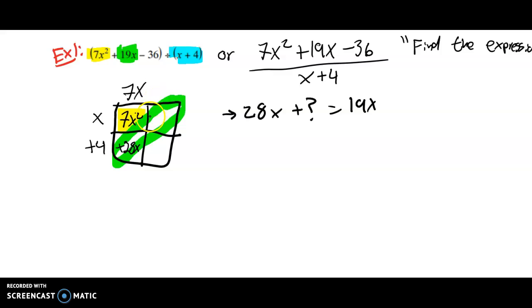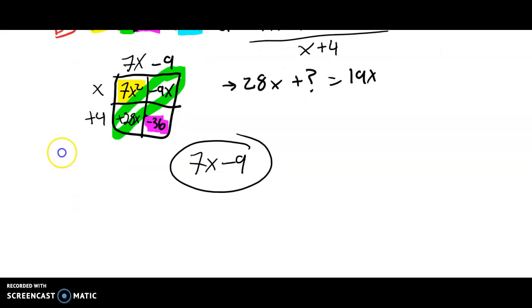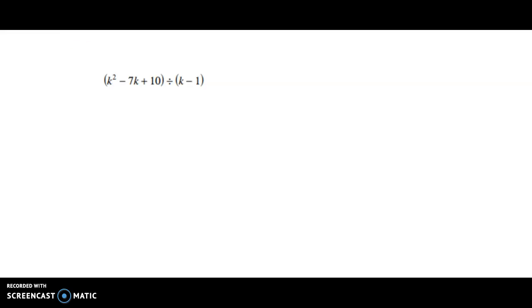So here I need a negative 9x. x times what is negative 9x? Negative 9. In the bottom, I get negative 36. Since this matches this, there is no remainder, and your answer, your equivalent expression, is 7x minus 9.